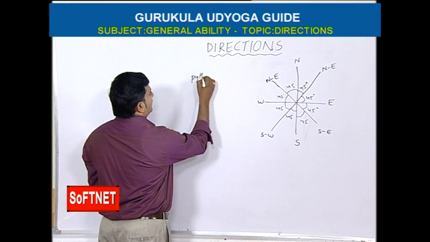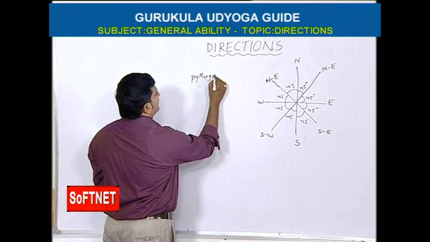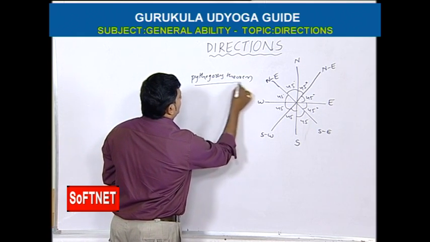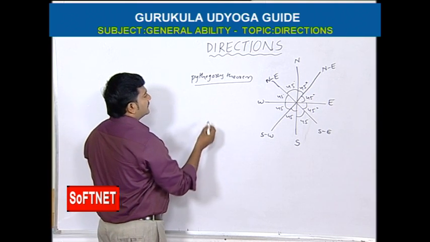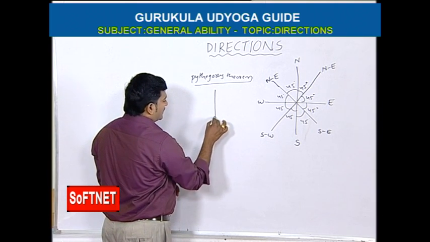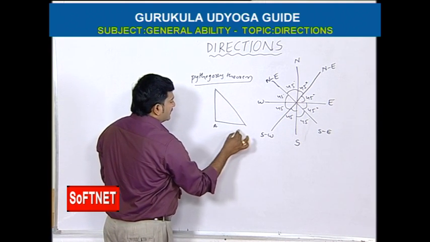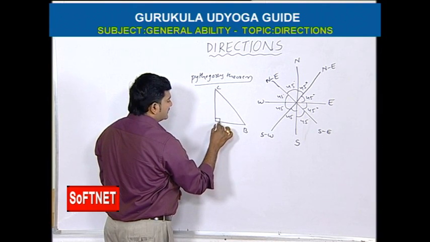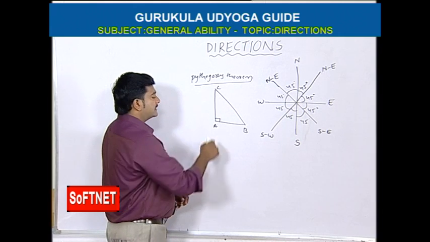We already know Pythagoras theorem, also called Baudhayana theorem. It's not a mathematical part, everybody knows it already. We'll discuss it one by one. Let's say I am taking one right angle triangle. Let's say ABC is the right angle triangle, and the right angle is at capital A.